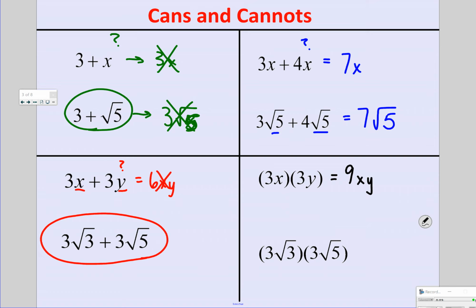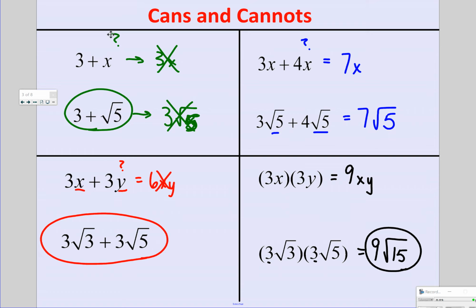Well, that means that if we're looking at a similar problem with radicals, we do a very similar principle. We multiply the 3's together to give us 9, and we multiply the radicals together to give us square root of 15. And I show you this multiplication problem to see that multiplication is slightly different in the way that you can perform operations with radicals than adding and subtracting. So you have to keep those rules separate.